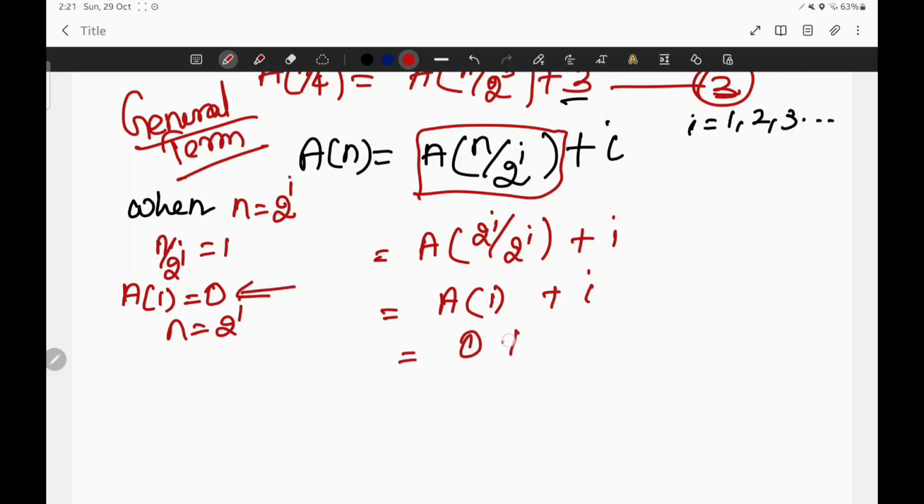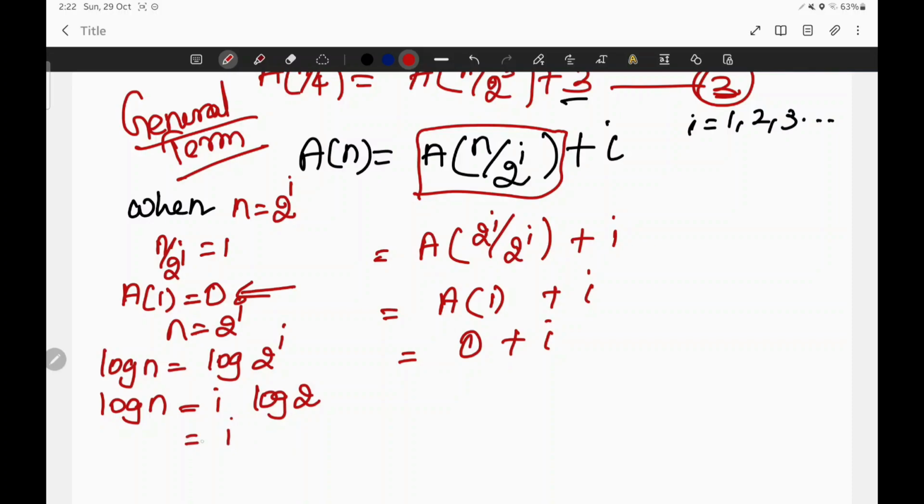So 0 plus i. i can be represented in logarithmic form. We take the logarithm on both sides. So log n is equal to log 2 to the power of i, which is i log 2. So i is equal to, we bring this log to this side, therefore it becomes base 2. So i can be written as log n base 2.